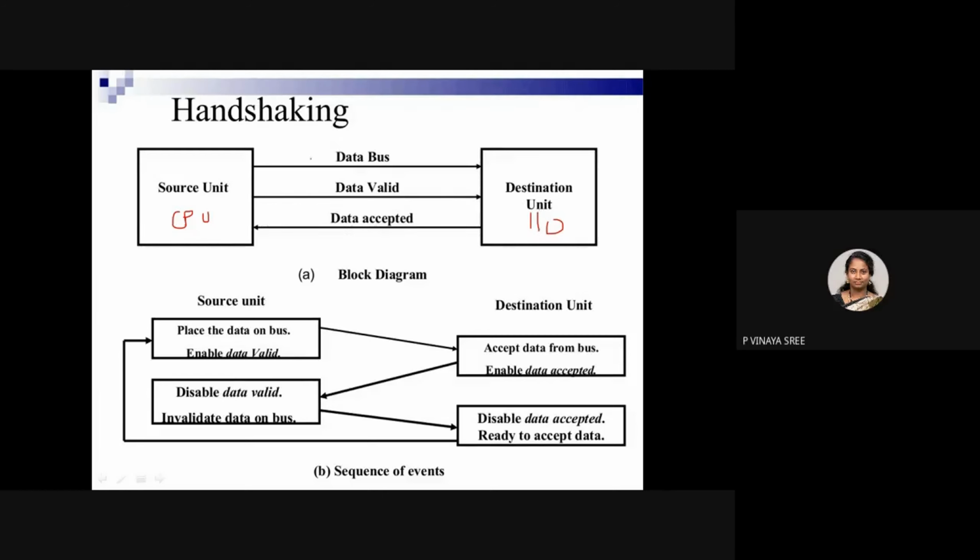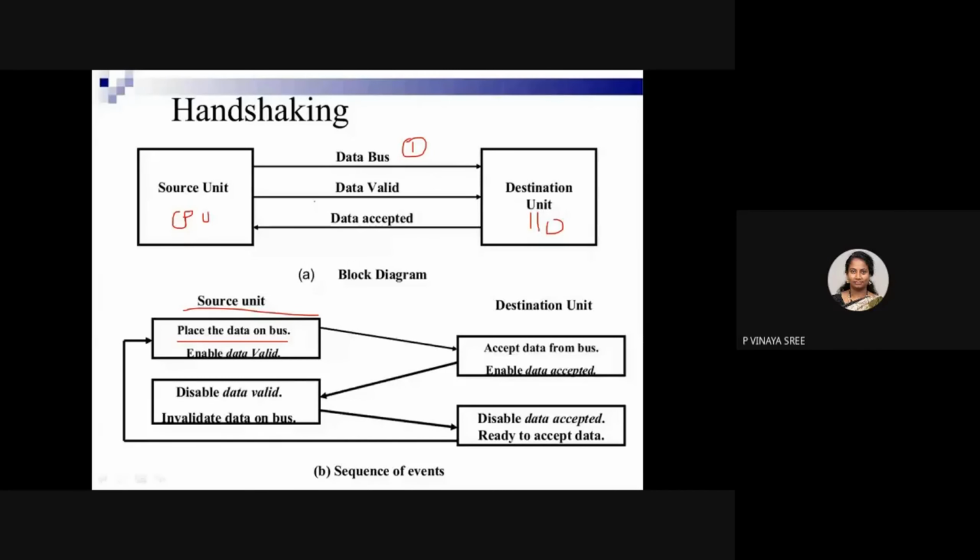See here, try to concentrate. The source unit first places the data on the data bus. This is the first step. Then it enables the data valid signal, to say that the data available on the data bus is valid. This is the second step. After receiving this, the destination unit accepts the data from the bus by enabling the data accepted signal. Are you getting the flow?